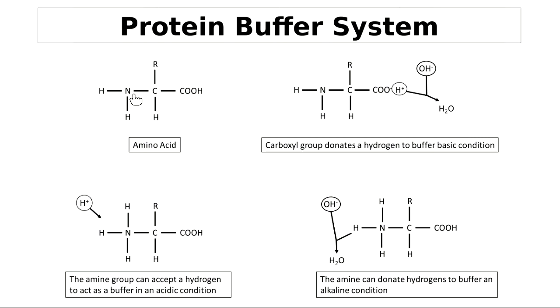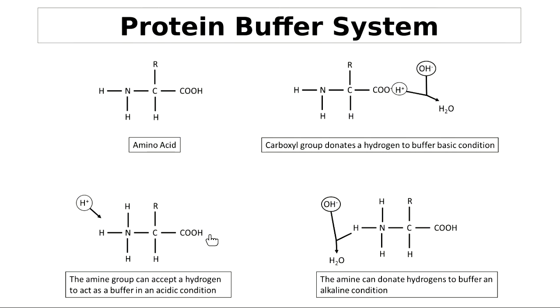The carboxyl group acts like an acid and can dissociate in this way. So let's look at our first one where we see that the carboxyl group donates a hydrogen to buffer a basic condition. So in an alkaline situation, the carboxyl group can actually donate one of its hydrogens to bind with the hydroxyls to form metabolic water. Okay, so it takes the hydroxyl out of solution and doesn't let it make the solution alkaline.